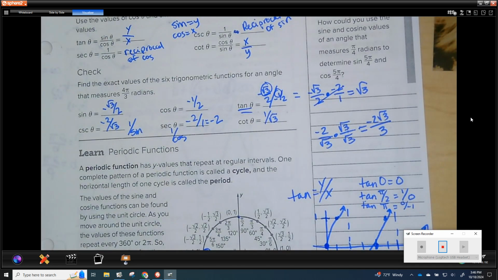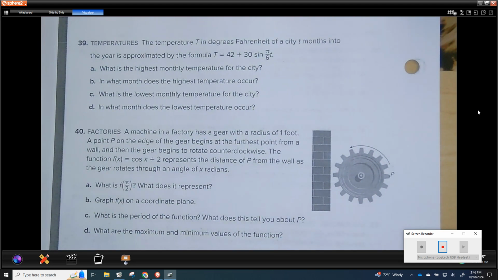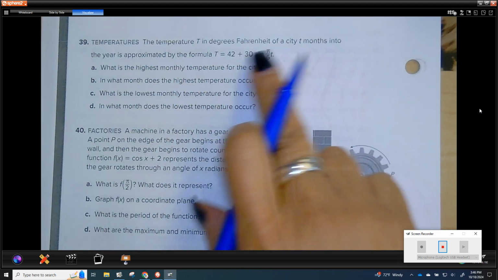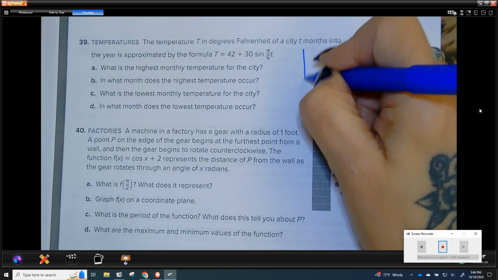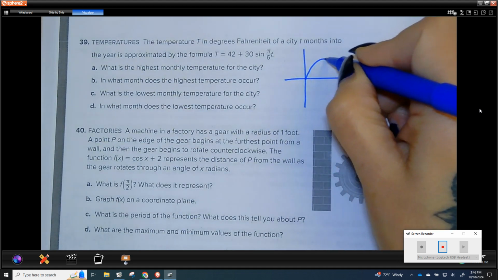Oh, no, we did the next one, which is a good problem. Okay, temperatures. This is a good problem to figure out how to break it up into something that's not really pi or that kind of thing. So we're going to do temperature in a city. T of months of the year is the formula. So it is sine. So it's going to go up and then down.